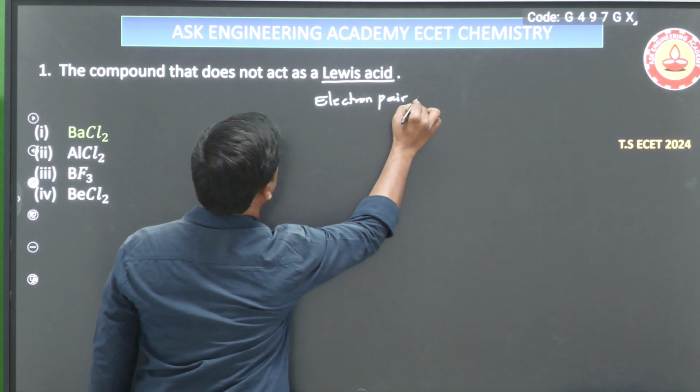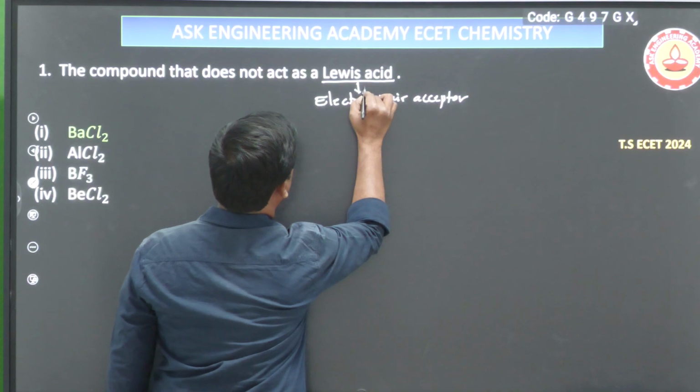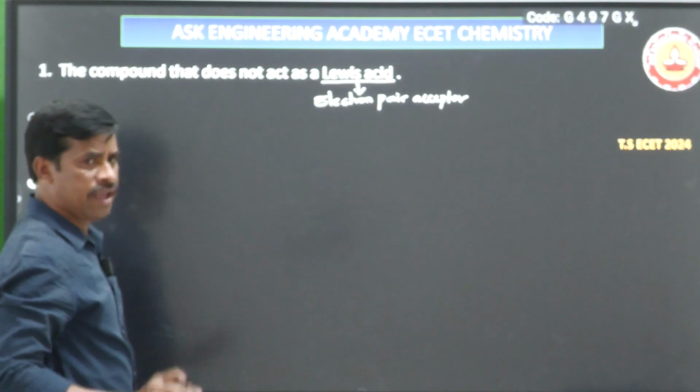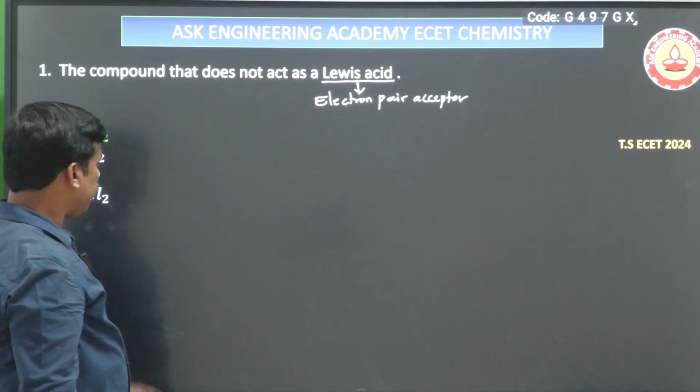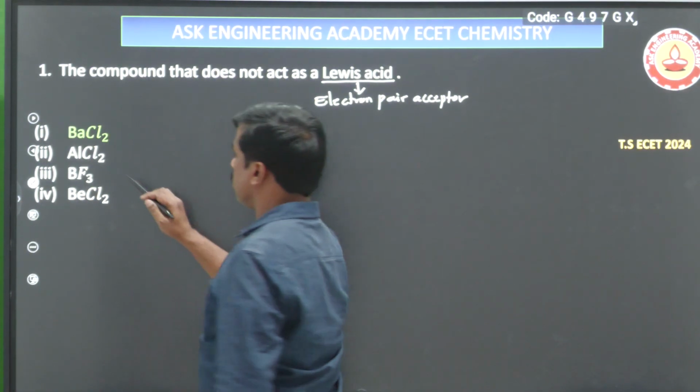Electron pair acceptor. Lewis acid means electron pair acceptor. Here the examples are given; you can check them one by one.